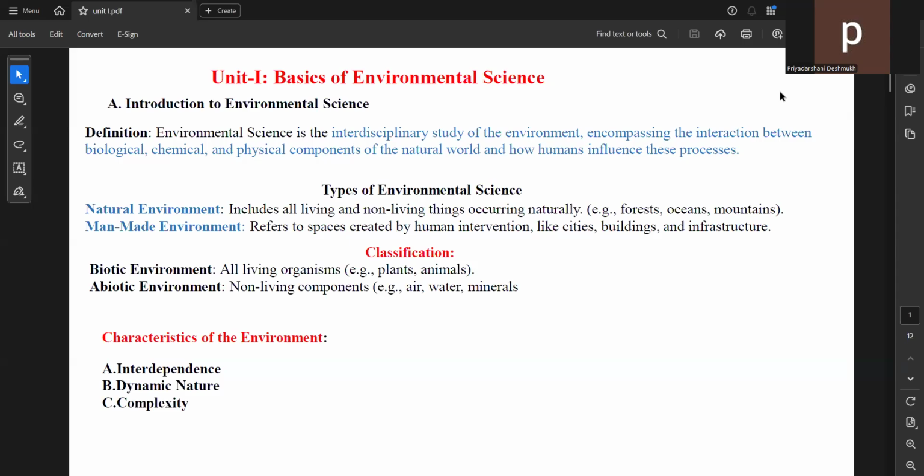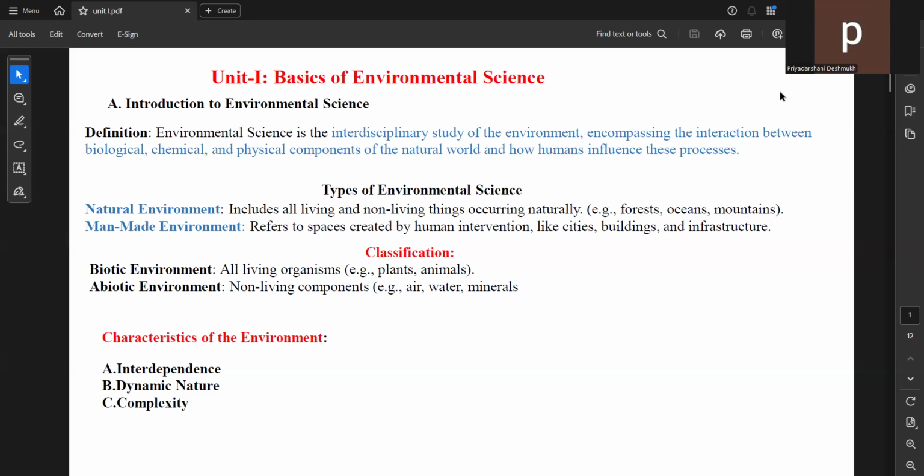It is the interdisciplinary study of the environment, with the interaction between the biological, chemical, and physical components of nature, or the natural world, and how humans influence these processes. Basically, it is the interaction between living and non-living things with the environment. It is called the environment. It is the main definition of environmental science.